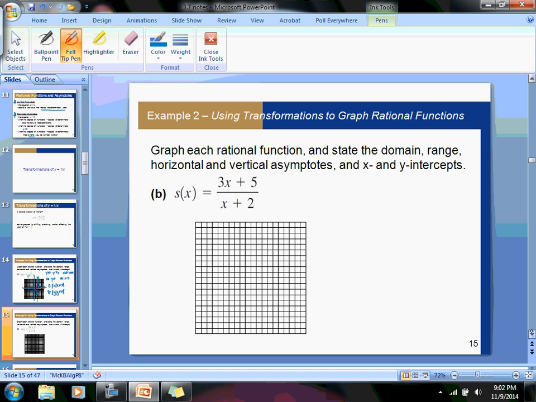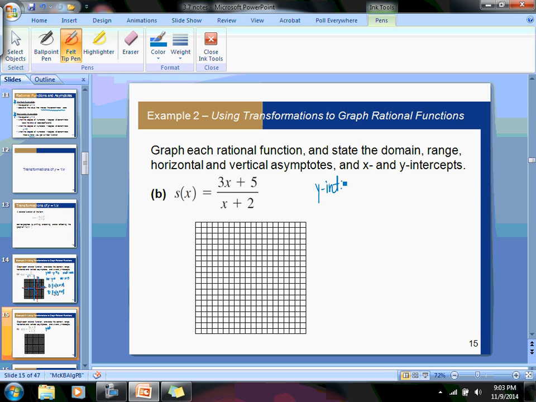Okay, so let's go through one more and then we'll be done. This rational function is a little bit more complicated. I have 3x plus 5 over x plus 2. So my numerator is a lot more complicated than the previous one. I'm still going to start by finding my x and y intercepts.